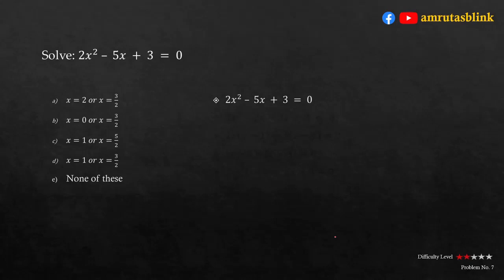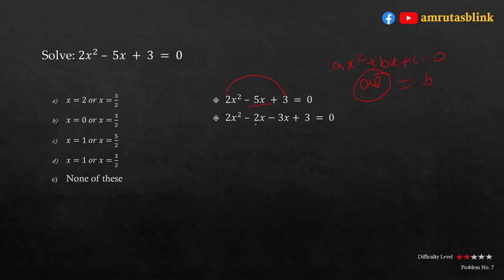2x square minus 5x plus 3 is equal to 0. Now what we need to do is find out first of all the product of a and c. If you compare this with ax square plus bx plus c is equal to 0, then you need to find out the factors of a into c which give you the summation of b. Hence, 3 into 2 is 6. So you need to find out the factors of plus 6 which will give you the summation as minus 5, that is minus 2 and minus 3.